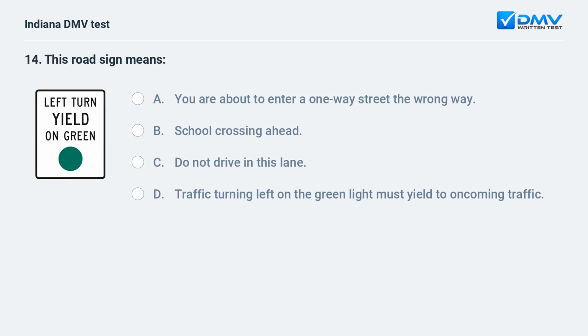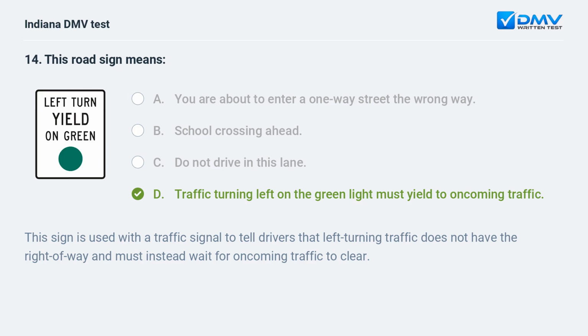This road sign means A. You are about to enter a one-way street the wrong way. B. School crossing ahead. C. Do not drive in this lane. D. Traffic turning left on the green light must yield to oncoming traffic.